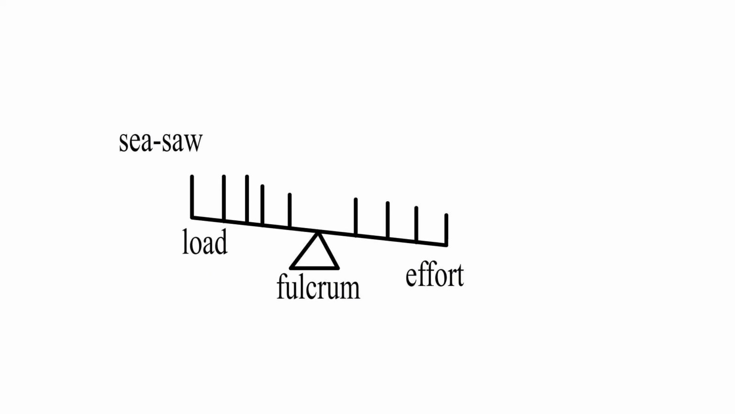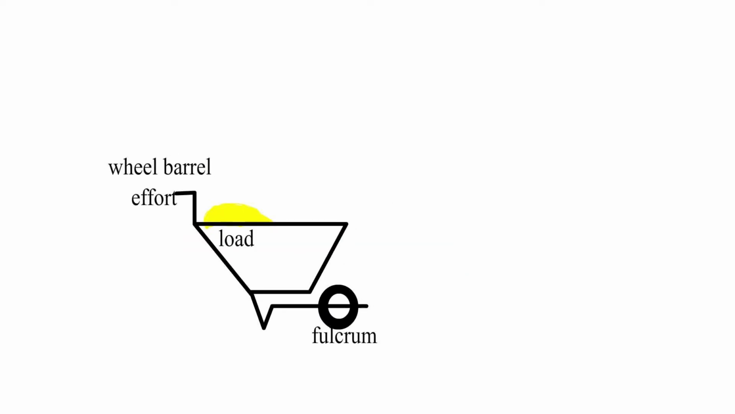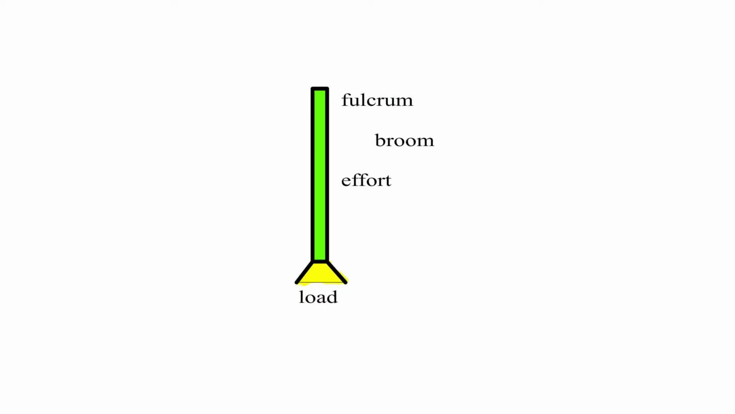Examples of each of the following levers: first class being a seesaw, having effort on the right, load on the left, and fulcrum in the middle. A second class lever being a wheelbarrow, having the effort on the right, fulcrum on the left, and load in the middle. And finally, a third class lever being a broom, having the fulcrum on the right, load on the left, and effort in the middle.